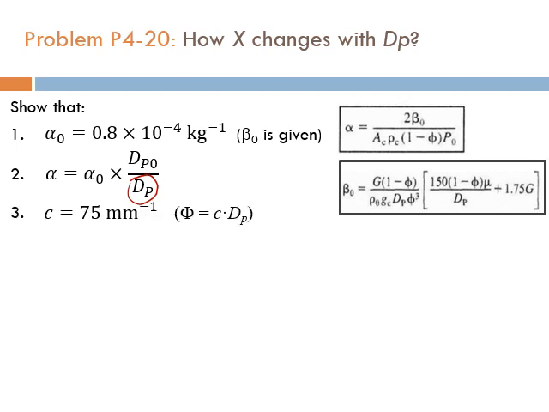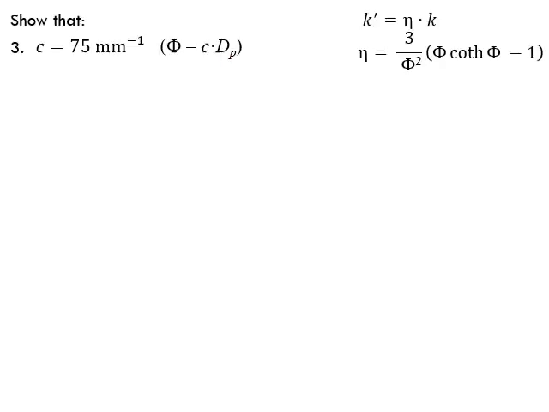What else? You need to show that C equals 75 millimeter inverse. That's something you need to show. How are you going to do this? You're going to use the Thiele modulus definition, which is given as C, which is a constant, times the particle size, the catalyst particle size.